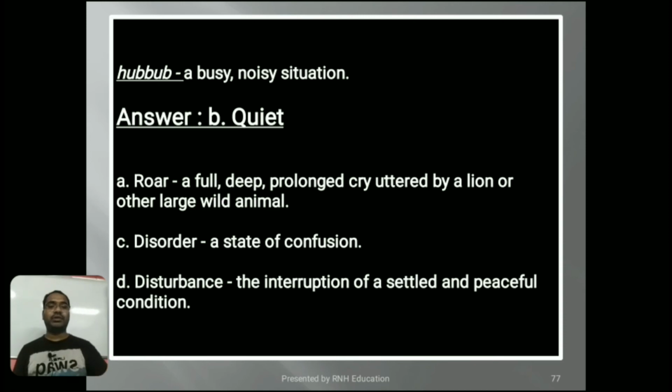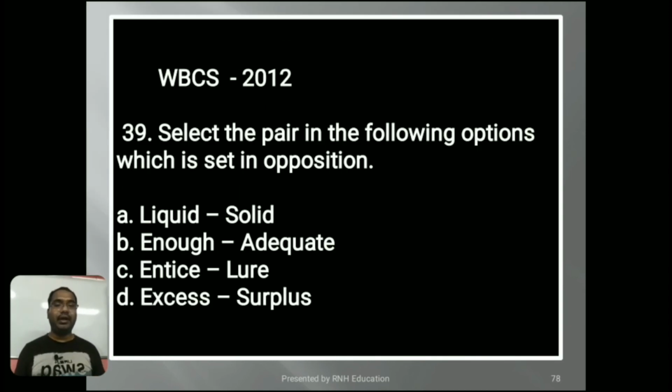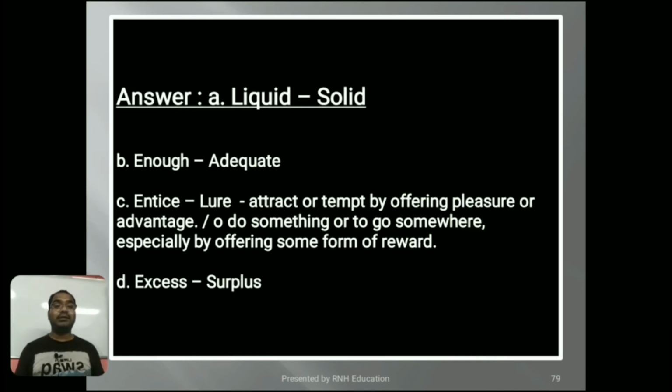Going to the next one, that is question number 39, and the question has been taken from the year 2012. Select the pair in the following options which is said in opposition. The options are A is liquid, solid, B is enough and adequate, C is entice and lure, and D is excess and surplus. Now check the answer section. The answer is liquid and solid. Those are in the opposite sense.